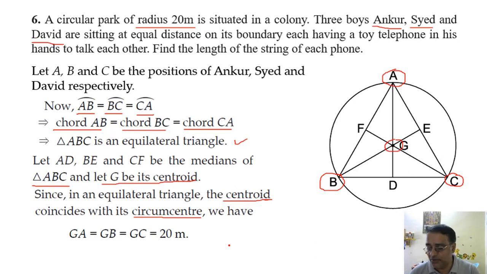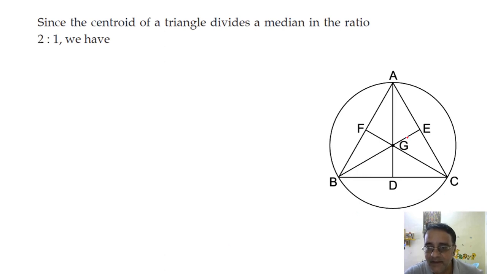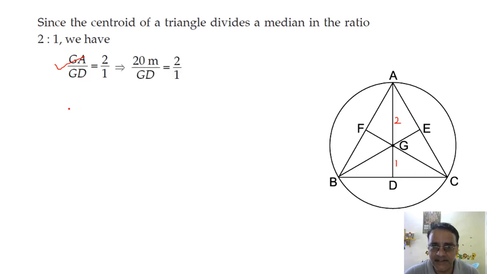Okay, now just now I told you that the centroid divides the median in the ratio 2:1. So this part is 2 and this part is 1. So that means GA upon GD will be equal to 2/1. Whether this is clear? Yes, sir. Okay, and the value of GA we have written is 20 meters, right? So what is the value of GD? 10 meters, sir. Right, 10 meters. So we got the value of GD is equal to 10 meters.